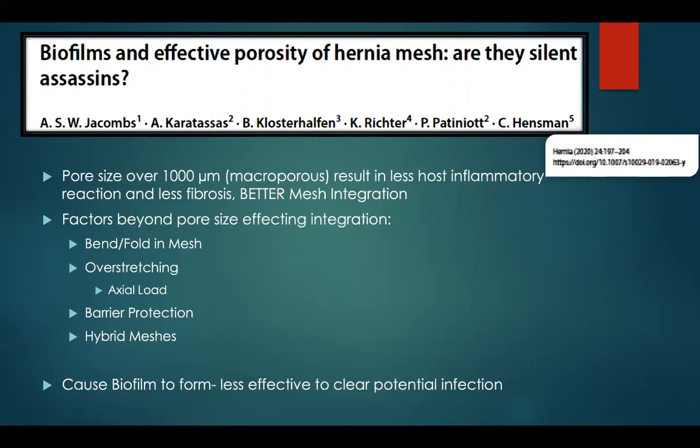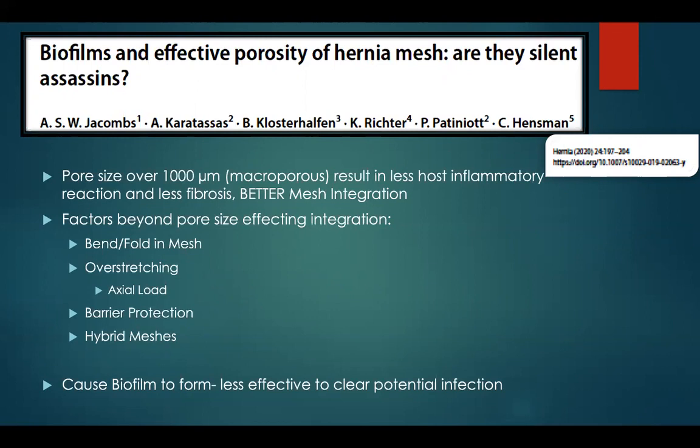Now, beyond the pore size, there are factors that can overcome even a macroporous mesh size and affect the ability to have that better mesh integration. If there was a bend or fold in the mesh, if you're laying the mesh down and you have that bend or fold, that's going to increase the risk of that scar plate to form. Also overstretching. So you think, okay, well, I want it to be nice and tight. There'll be no wrinkles in my mesh. When you overstretch that mesh too far, it changes the construct of the pore and affects the axial load of the mesh itself. So you don't want to overstretch the mesh either.